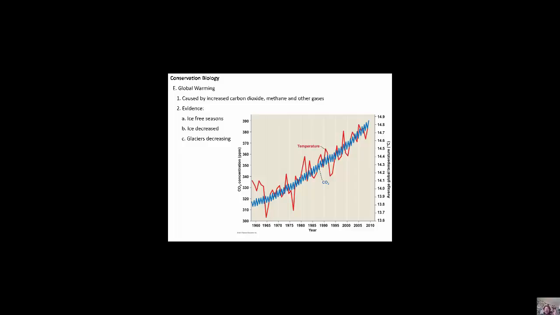And when we track temperature matched with carbon dioxide increases in the atmosphere, we can see we have a highly, highly correlated map there. This is just 1960 to about 2009, so we have more records than that, and we can show that global warming is occurring at a more rapid rate than we'd hoped, and that it is real and it is bad.